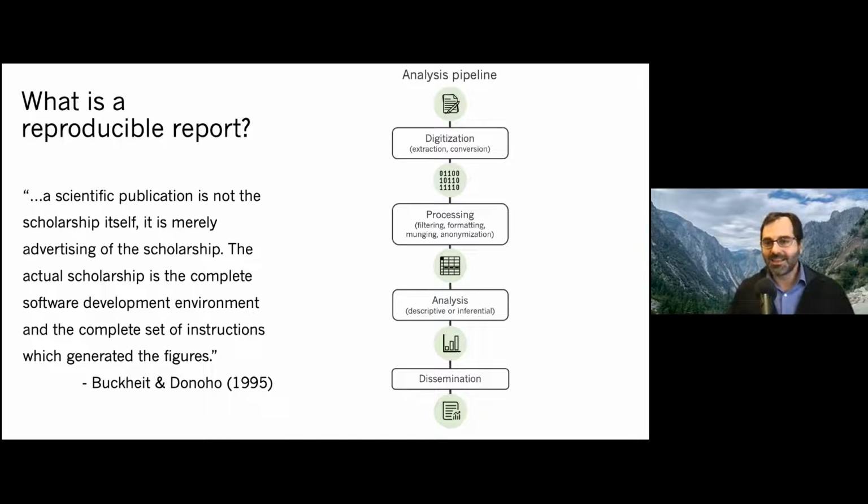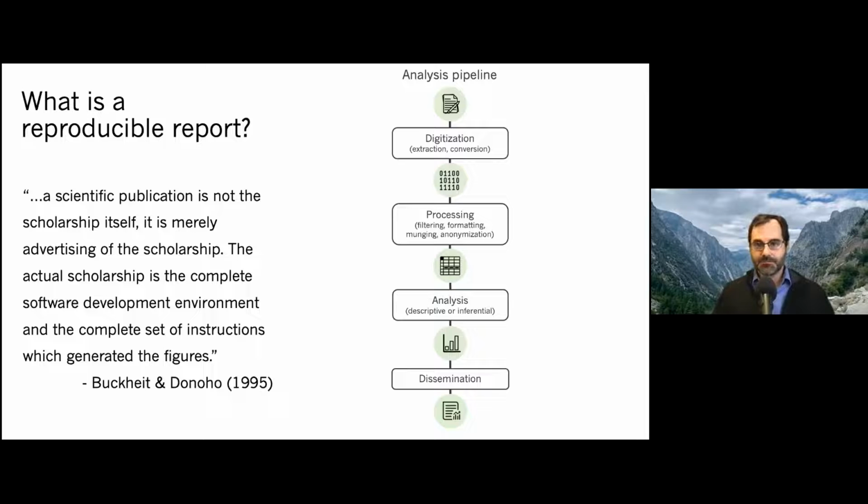So it's likely that in this lecture series, you've already heard this wonderful quote from Buckheit and Donoho, their provocative statement that a scientific publication is not the scholarship itself, it is merely advertising of the scholarship. The actual scholarship is the complete software development environment and the complete set of instructions which generated the figures. So the idea of a reproducible report is that that complete environment and set of instructions is in fact the report itself. So the report itself is a piece of code that when combined with data will create the disseminated document.